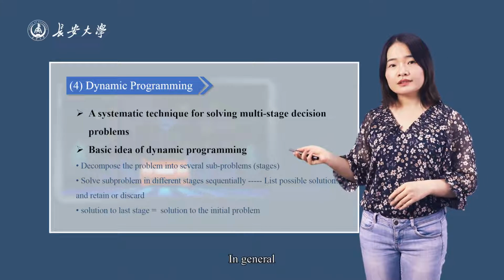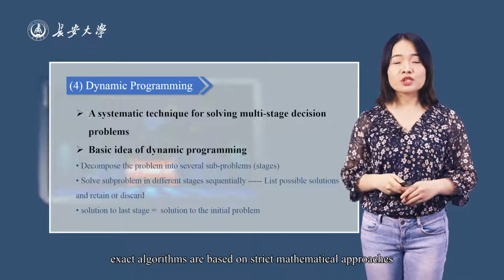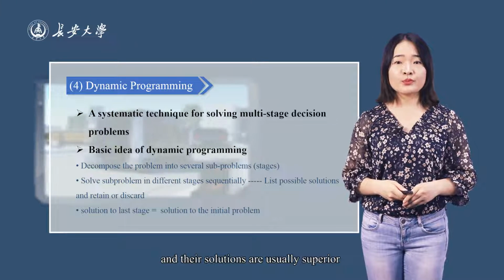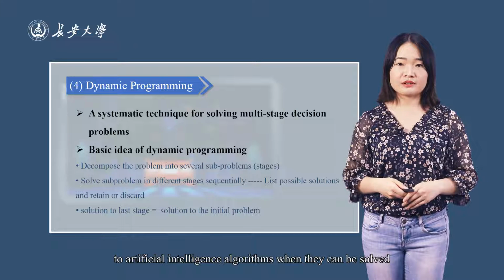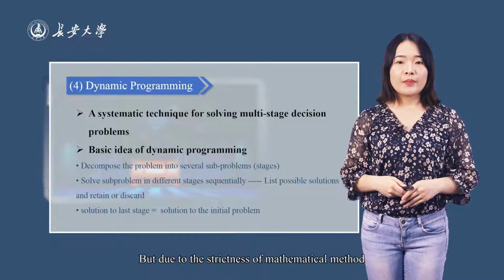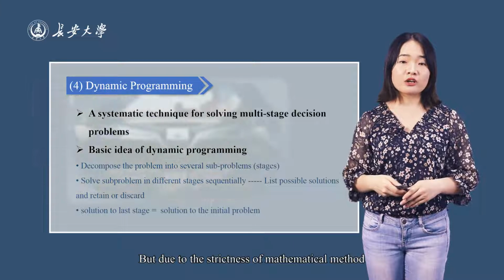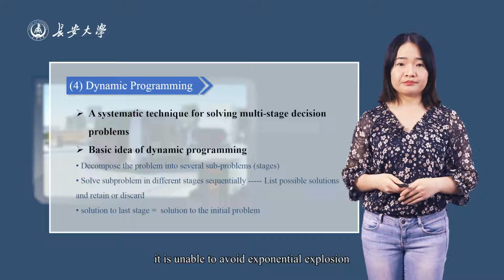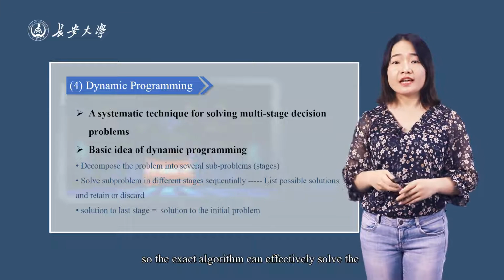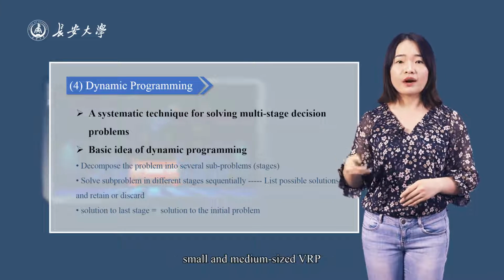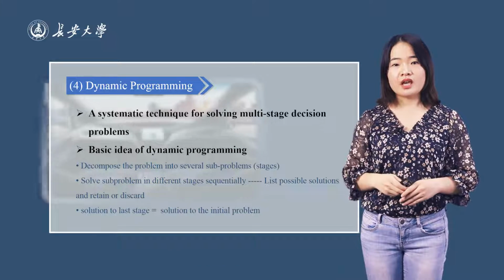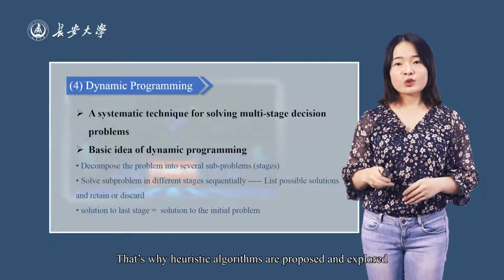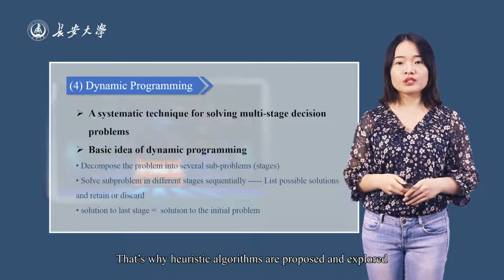So, in general, exact algorithms are based on strict mathematical approaches, and their solutions are usually superior to artificial intelligence algorithms when they can be solved. But due to the strictness of the mathematical method, it is usually unable to avoid combinatorial explosion. So, exact algorithms can effectively solve small and middle-sized VRP. But for larger-sized problems, their application is very limited. That's why heuristic algorithms are proposed and explored.